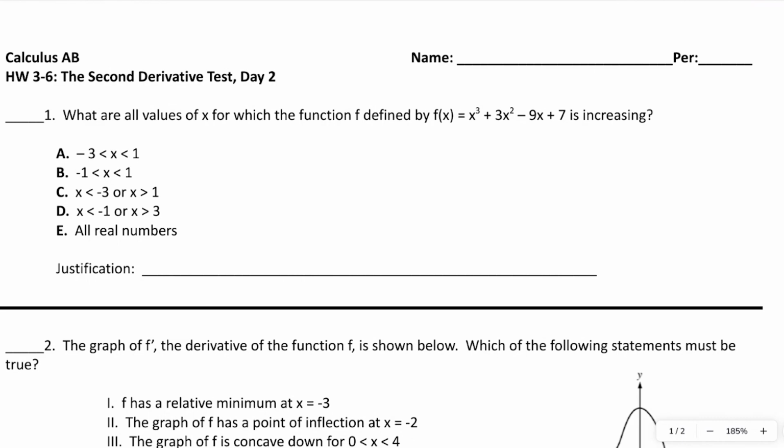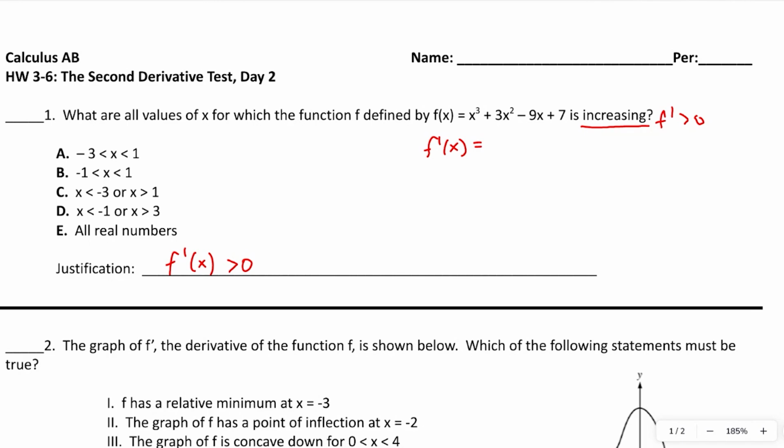So number one says, what are all values of x for which the function defined is increasing? So we want to know, and this is really going to be our justification, when is the first derivative positive. Okay, so our justification is that f prime is positive. And you can get the justification right away as long as you know what it's asking for. So let's go ahead and find f prime.